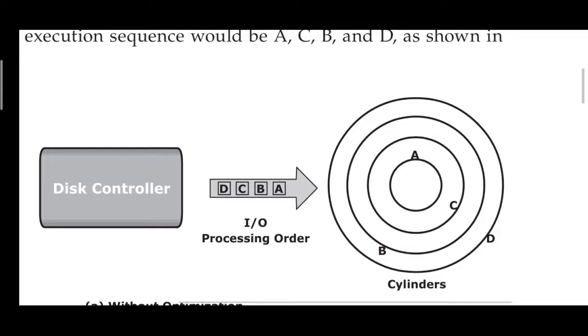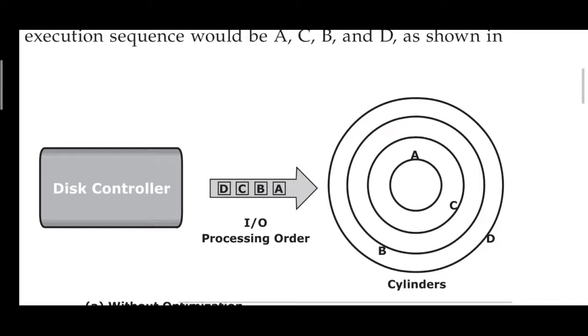So what happens is, initially you have to position the read write head over A, that is the innermost track. Then immediately after that, where to place it? You have to come almost to the outermost track, right? You have to change the position of the read write head. In between C comes, but still C will not be read.